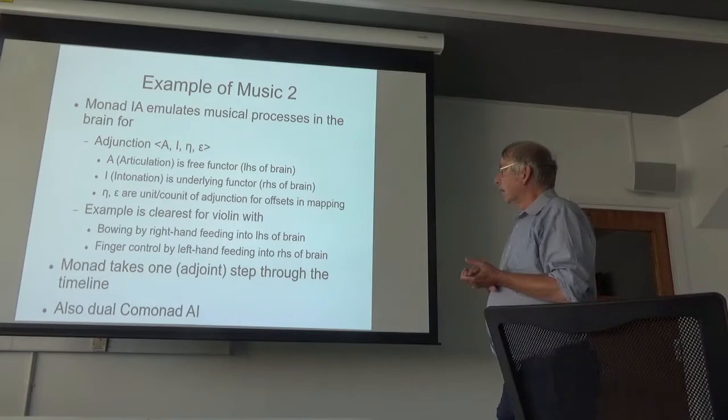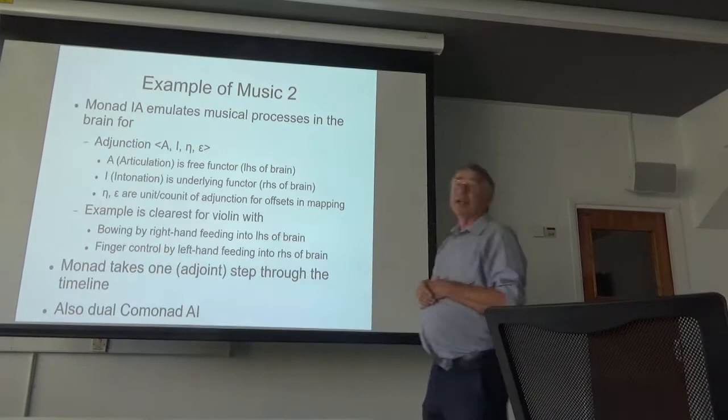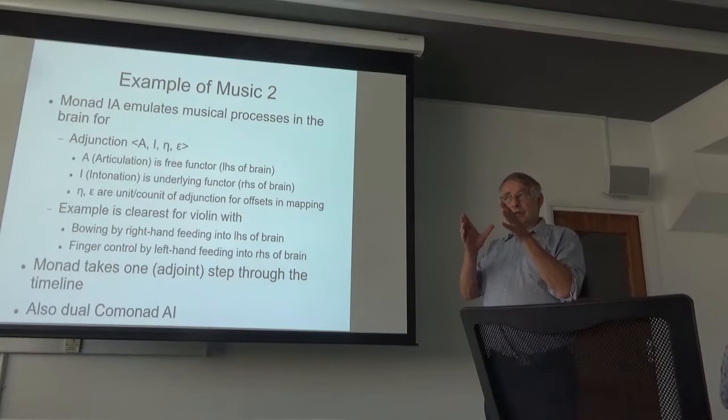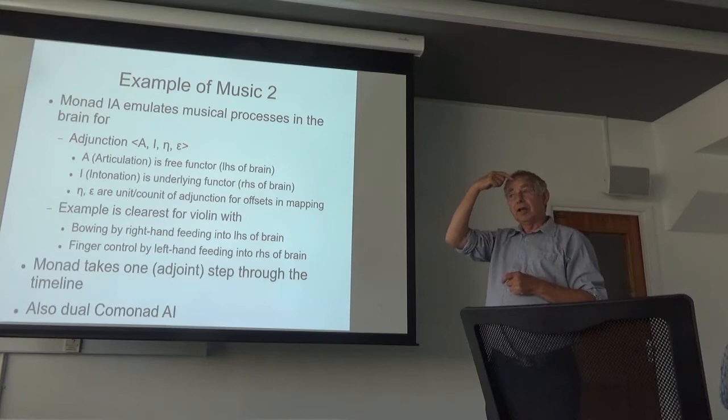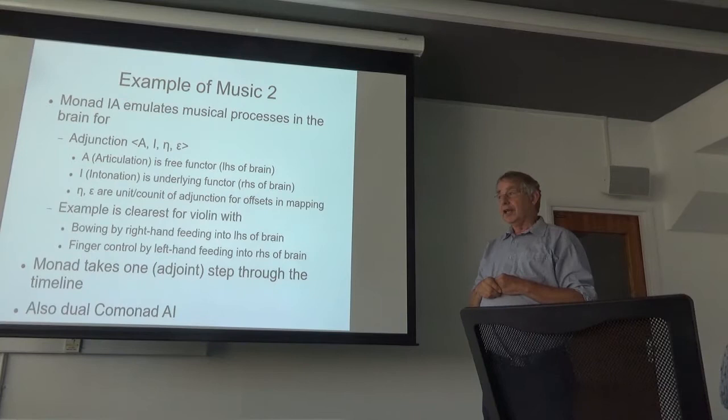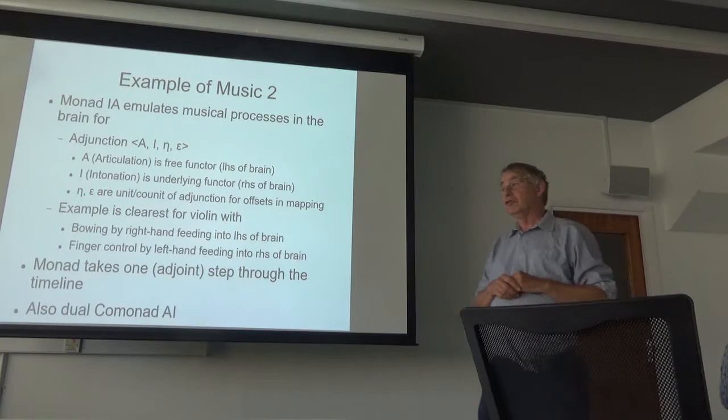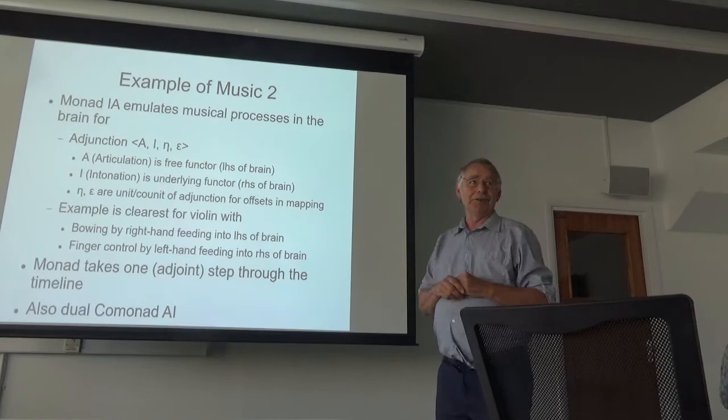So we took the articulation as being the left-hand side of the brain, and intonation the right-hand side of the brain for our violin. And in fact, with people who learn a musical instrument when they're young, they have an enlarged corpus callosum, linking the two hemispheres of the brain, because it puts a big load on the transmission. So if you want to become a professional musician, I think you have to learn early to get your brain, whilst it's plastic, adapted a bit.